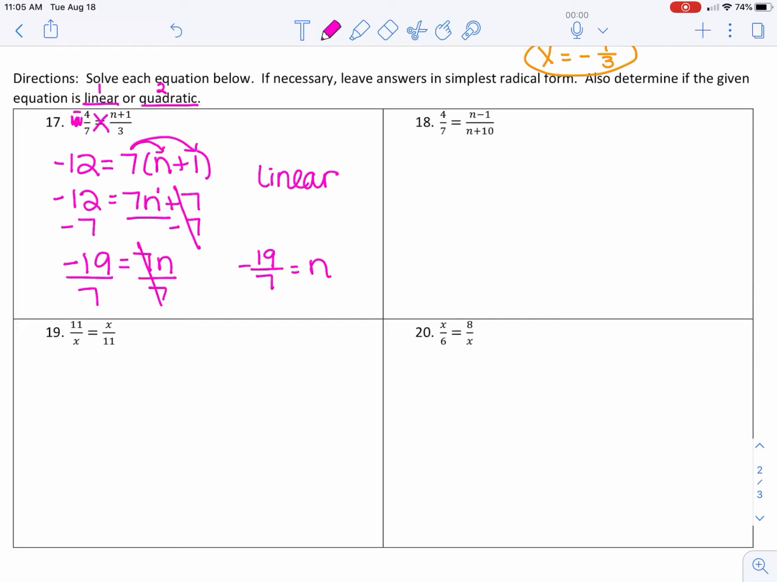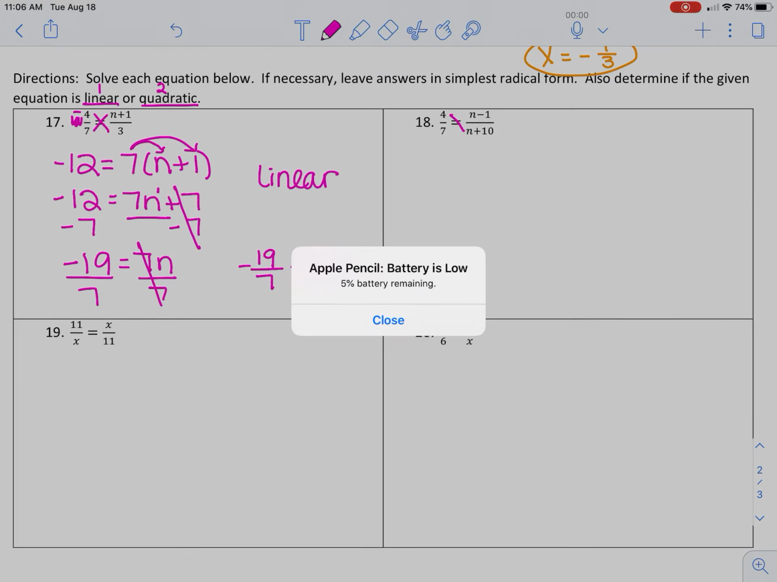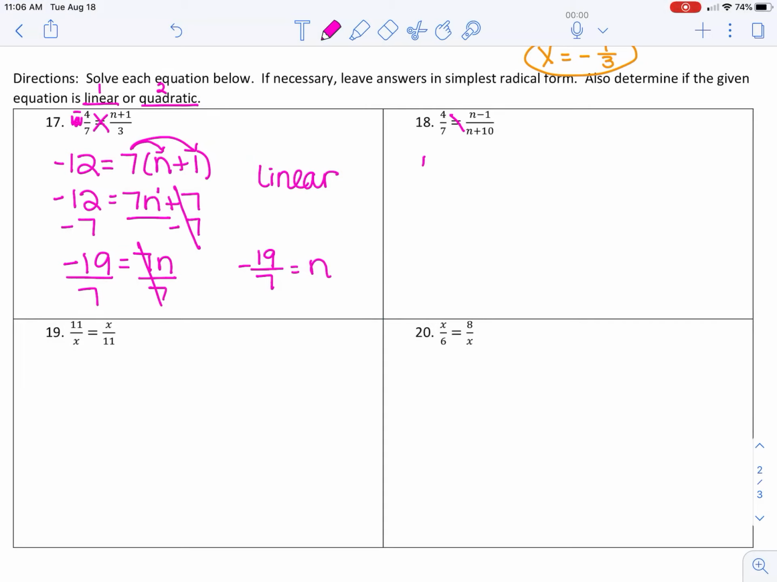Okay, we're going to do the same thing with 18. Since we have 2 fractions, 1 on each side, we're going to go ahead and cross multiply. So we're going to take 4 times the quantity n plus 10. We cannot just say 4 times n and then have the plus 10. So we are going to take 4 times the entire n plus 10. And we're going to take 7 times the entire n minus 1. Okay, again, like we did over here, we are going to distribute.